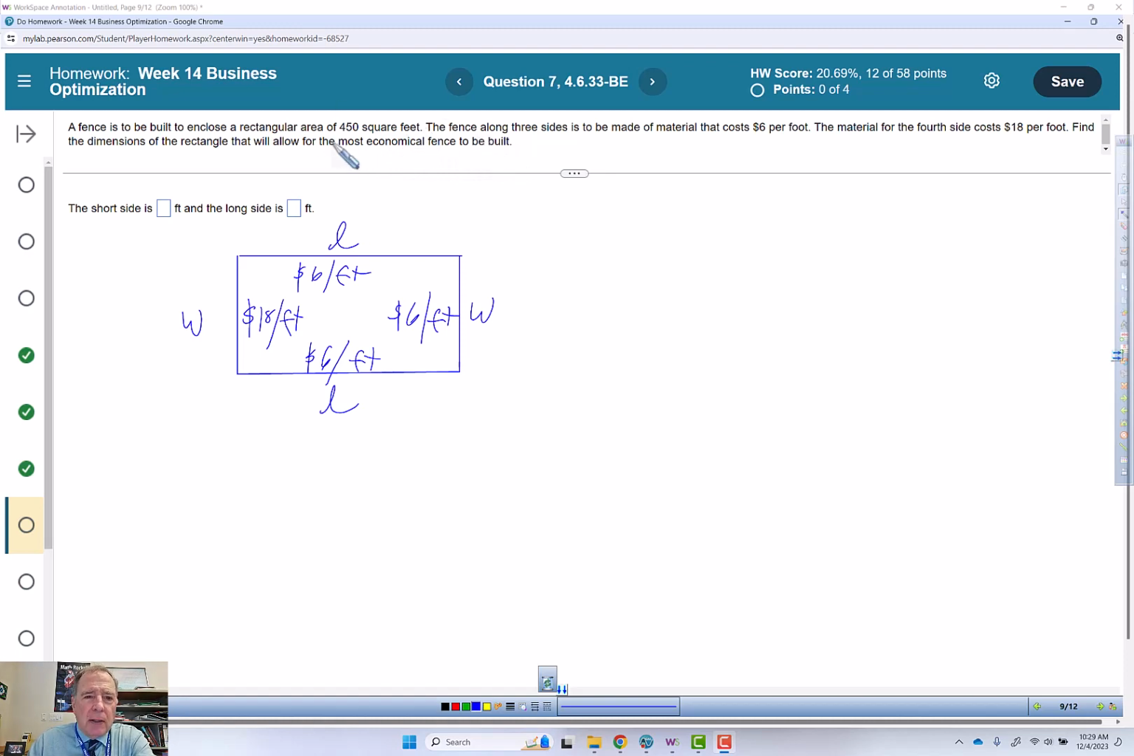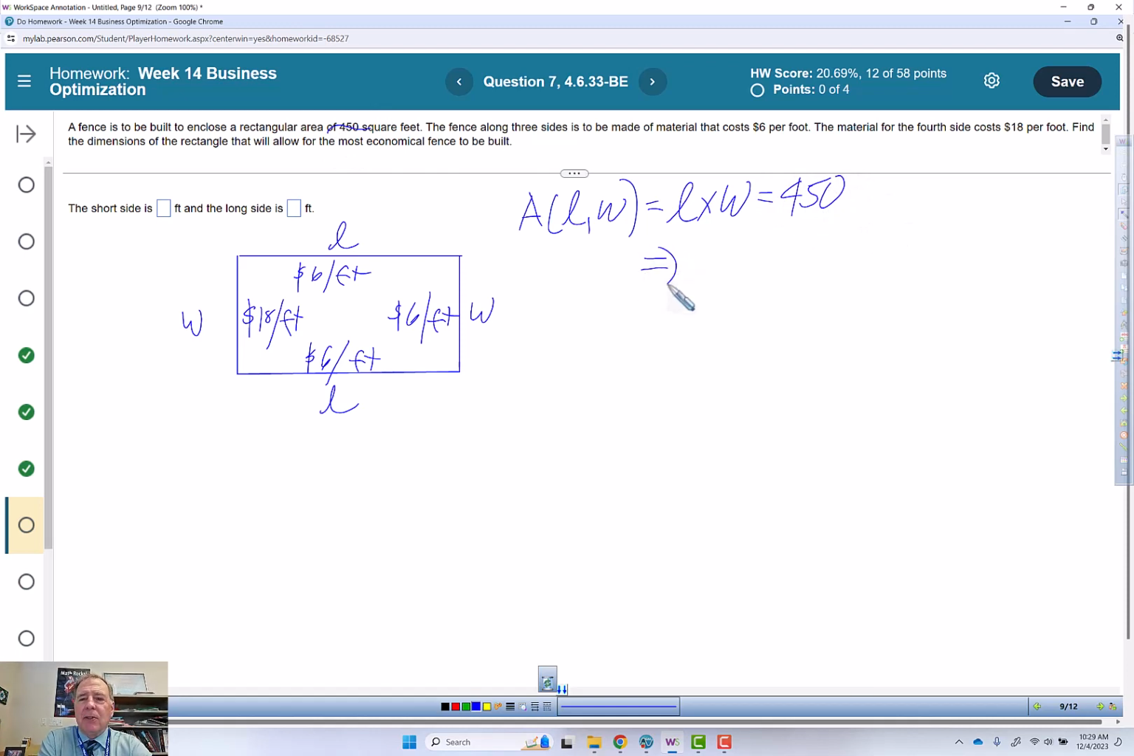So here we've got the square footage set, and we want to minimize the cost. I've got a rectangular area sketched here, and the length is going to be the long side, W is going to be the short side, and we've got the cost per foot shown here. The first thing I'm going to do is write out the formula for area as a function of length and width: length times width, and we know that has to equal 450 square feet.